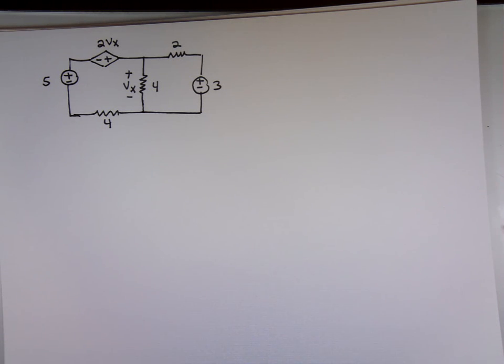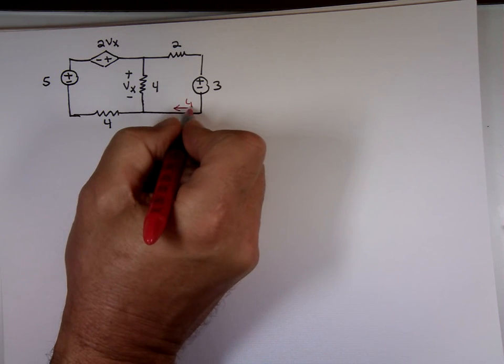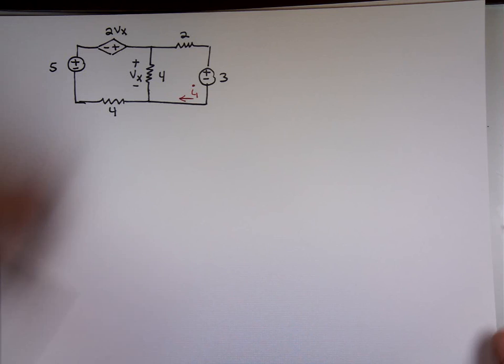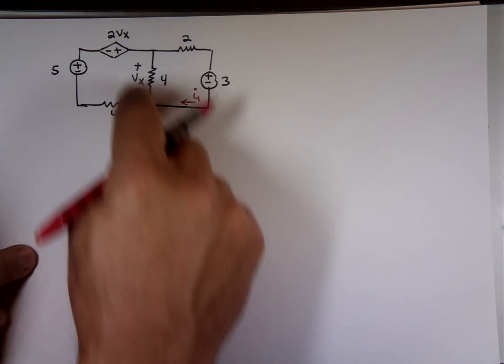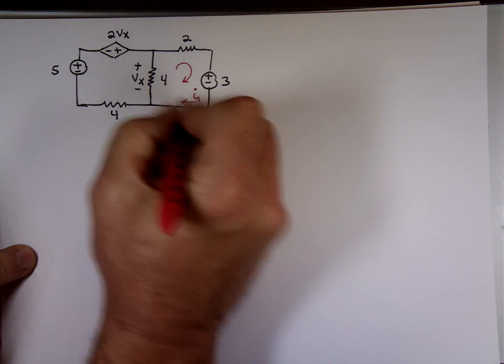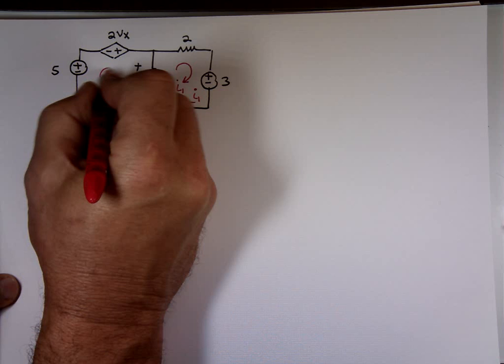And let's say the question was to find I sub 1. And we'll define I sub 1 as this current. And again, I'm going to use mesh analysis. Just like we said before, we're going to assign currents. Since I sub 1 is defined going this way, this is my I sub 1. This is the same as this. And I'll call this I sub 2.